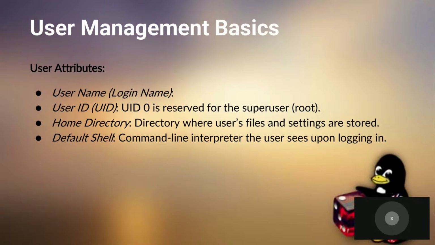Okay, so these are the attributes that a user has. A user has a username, which I said is unique. A user has a user ID, a UID. I'll show you that when I get into the command line aspect of it during demo time. So the user with ID 0, the ID 0 is a reserved ID for the super user.